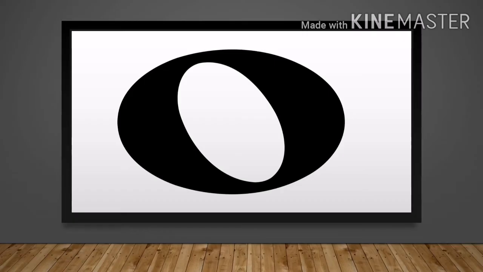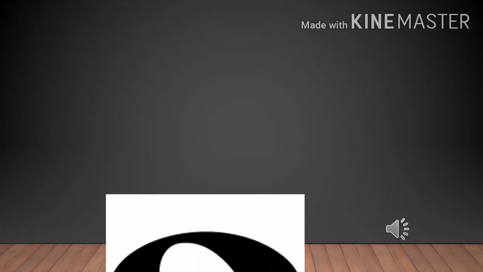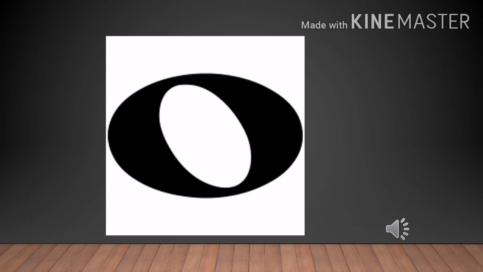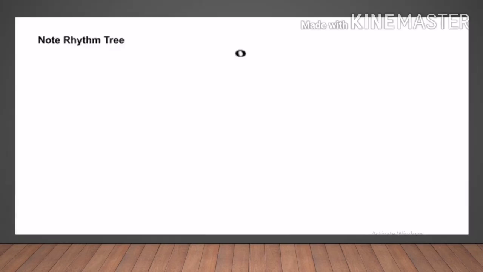This is a whole note. It has 4 counts. This is the largest value we have, meaning it has the most time and space in music. A whole note is just a note head that is not shaded. This is the sound of a whole note. 1, 2, 3, 4. Here we see a whole note at top of our note tree.